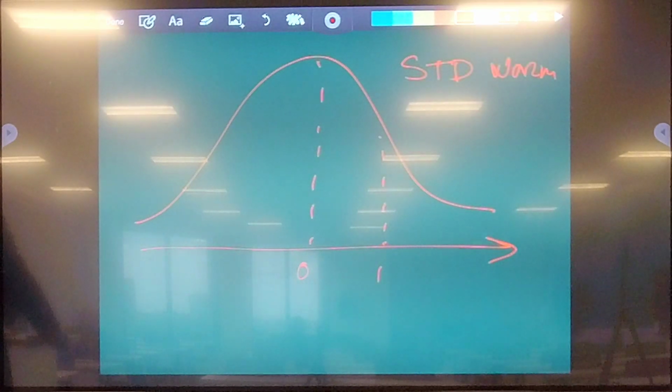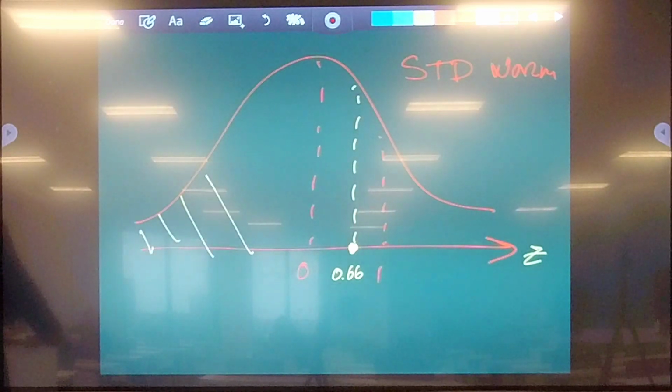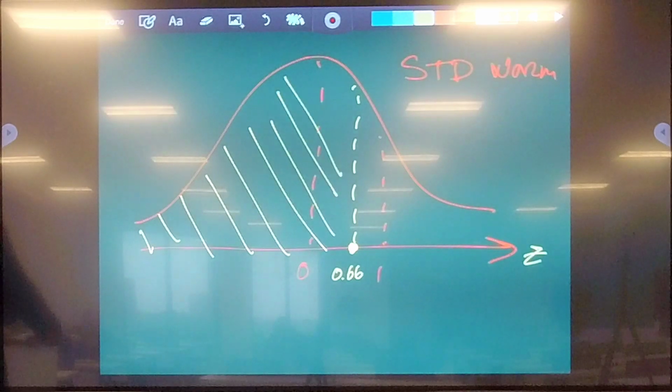And anything down here is going to be z-scores. What was your z-score? 0.66? Okay, so this dot right here is 0.66. It's a z-score. This is the z-axis. All right, and they're wanting you to find the area to the left of it or to the right of it? Left. The area to the left. So all of this area is what we are looking for.